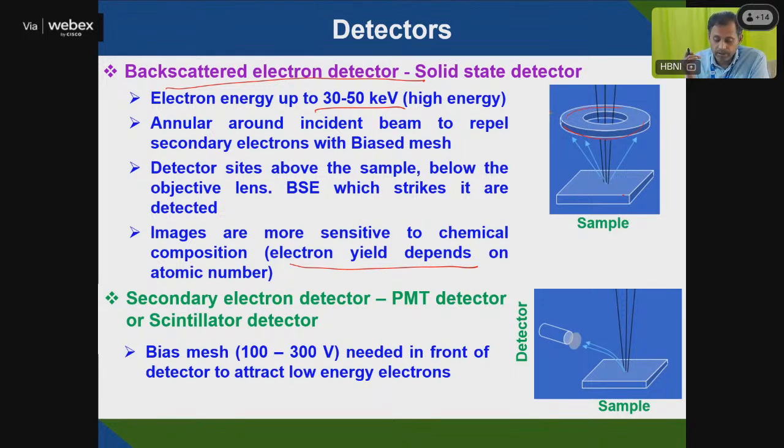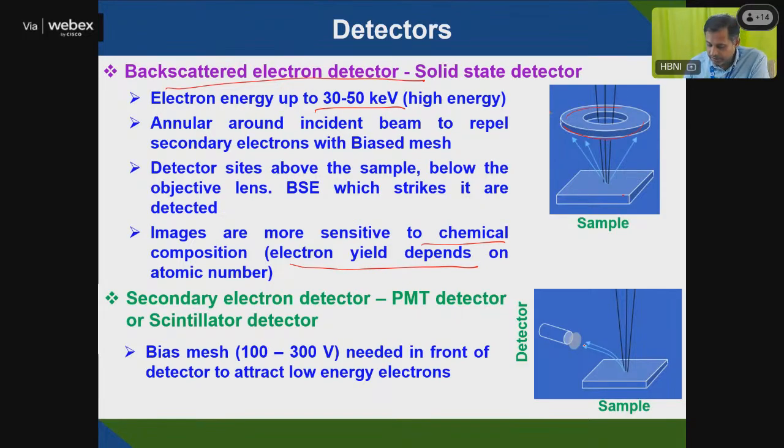So that means, depending upon the composition of the constituents of your material, you will be able to see them. You can do composition analysis using X-ray, and with the help of backscatter electrons you can image the structure.